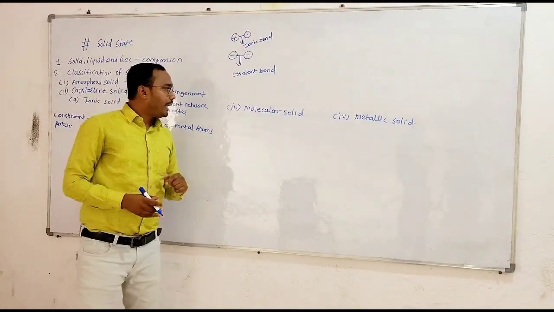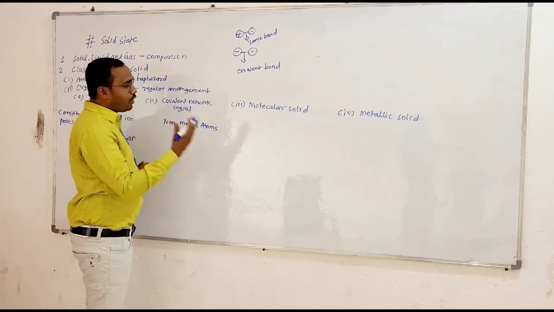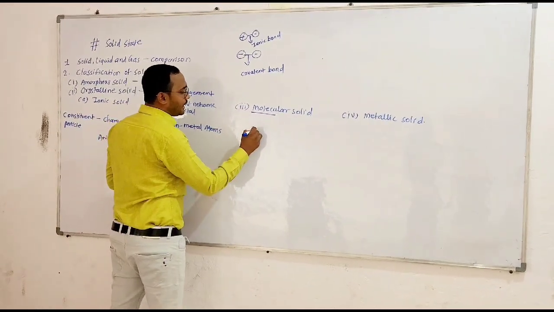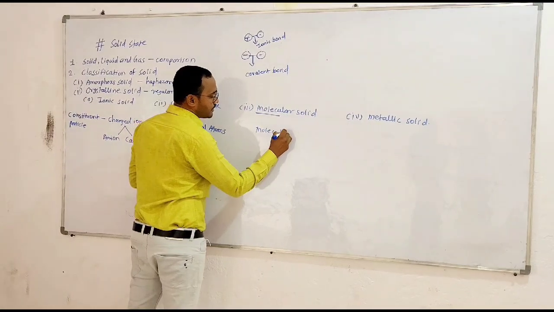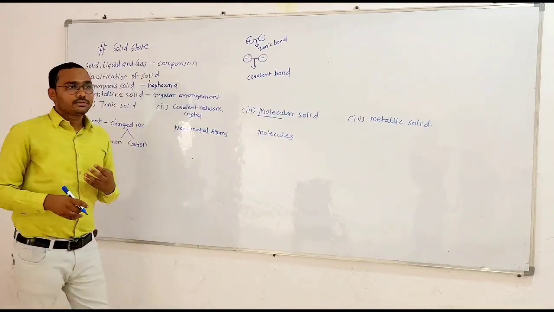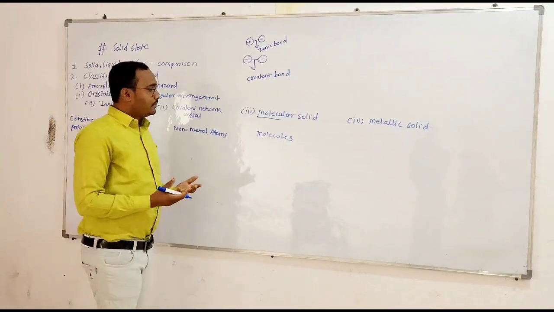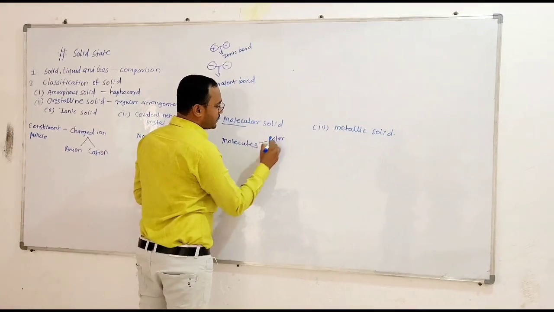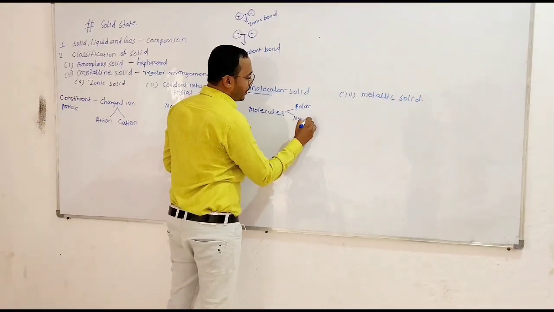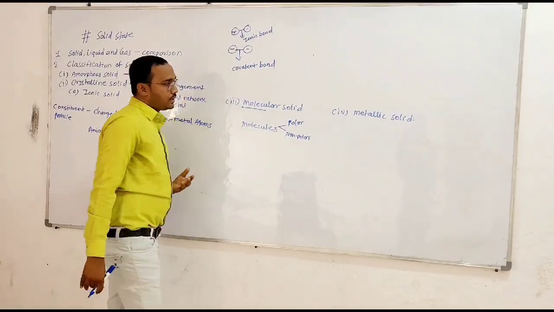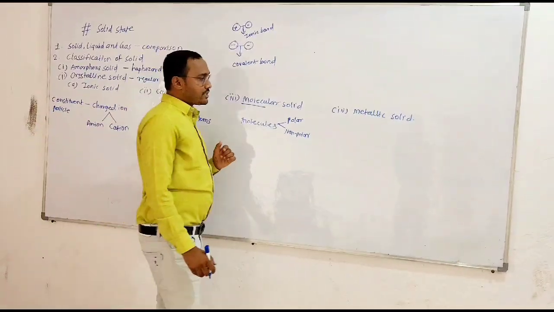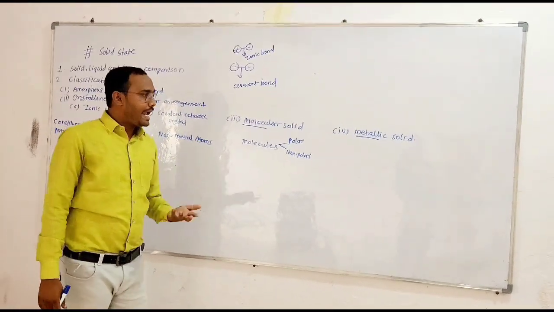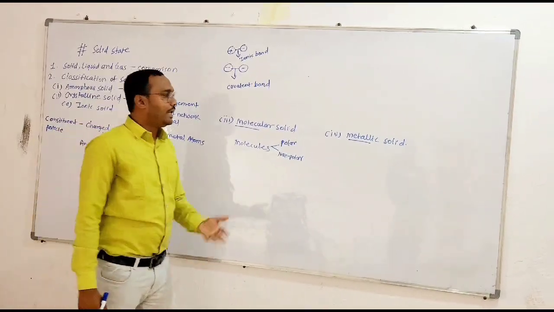Then we come to the molecular solid. In a molecular solid, as the name suggests, the constituent particles are molecules. Molecules are generally of two types: polar molecules and non-polar molecules. And the fourth one is metallic solid. As the name suggests, a metallic solid has metal atoms as constituent particles.